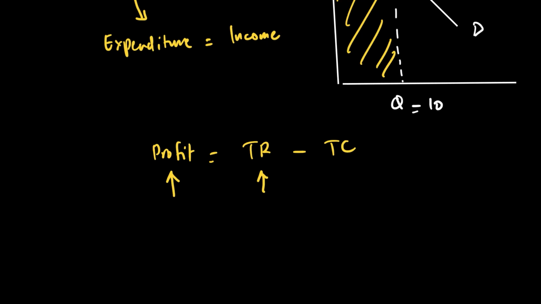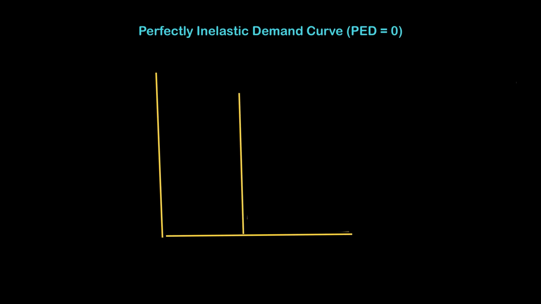So let's start with our first case of a perfectly inelastic demand, which has elasticity of demand equal to zero. We saw in an earlier discussion that a perfectly inelastic demand means PED is equal to zero, and the demand curve is completely vertical, which means if the price goes up, for example from P0 to P1 by let's say 10%, the quantity doesn't change at all.